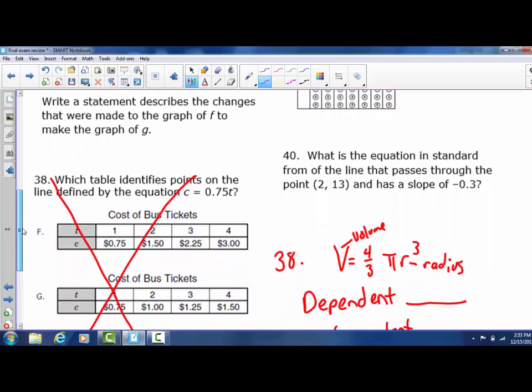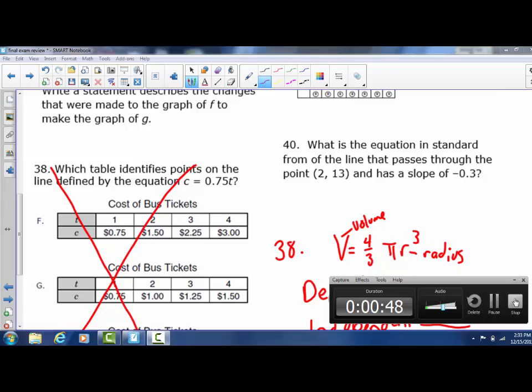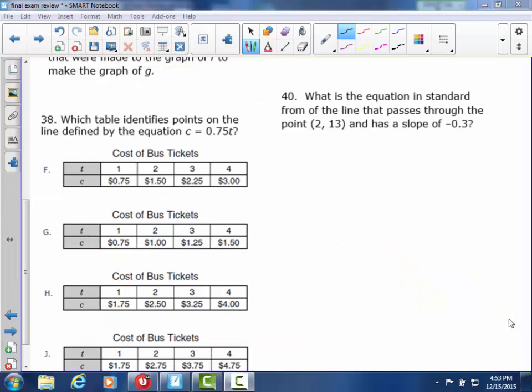And then question 40. So what is the equation in standard form of the line that passes through the point (2, 13) and has a slope of negative 0.3? Okay, so we first have to realize that standard form is ax plus by equals c. And the qualification we have is that a must be positive and it has to be a whole number. Okay, that's really all we've talked about for the standard form.